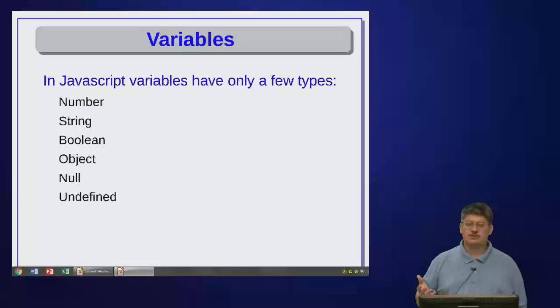So even though JavaScript is weakly typed, it does have types. It just figures out what they are for you. And there are very few types in JavaScript. There are actually, I think, just these 6.